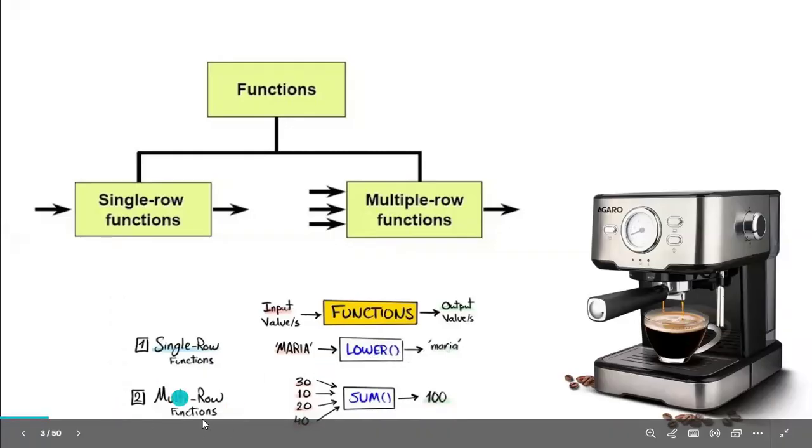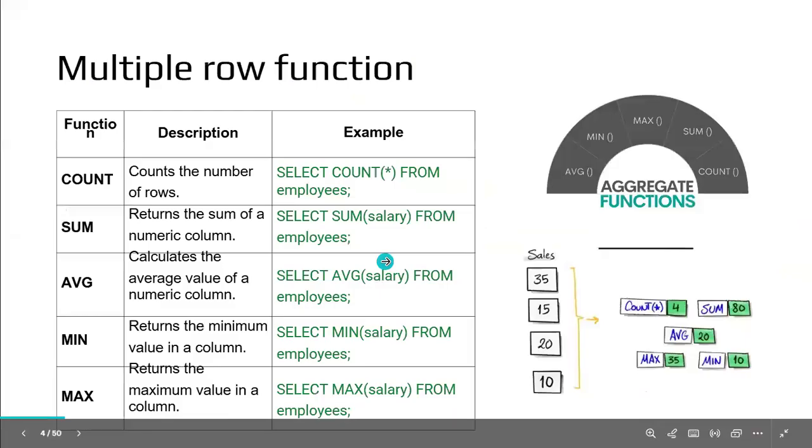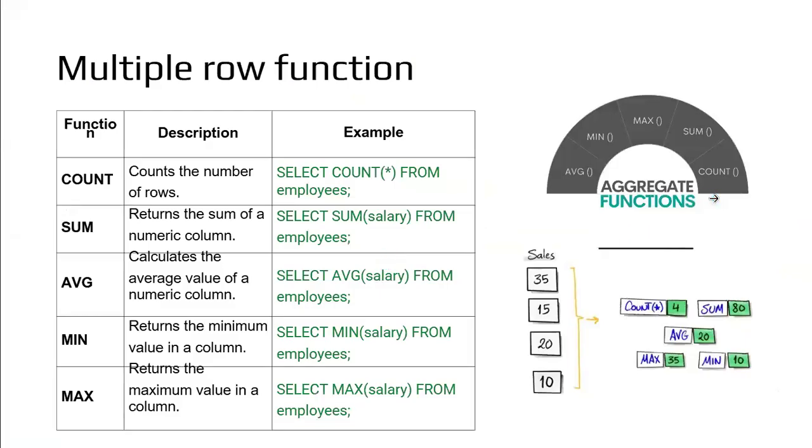This multiple row function is also called an aggregate function. So it's very easy. In total we have 5 aggregate functions: sum, max, min, count, and average. So what will these functions do? If you start with count, it will give the count of the number of rows. If I have 10 rows, it will print 10. If I have 12 rows, it will print 12.